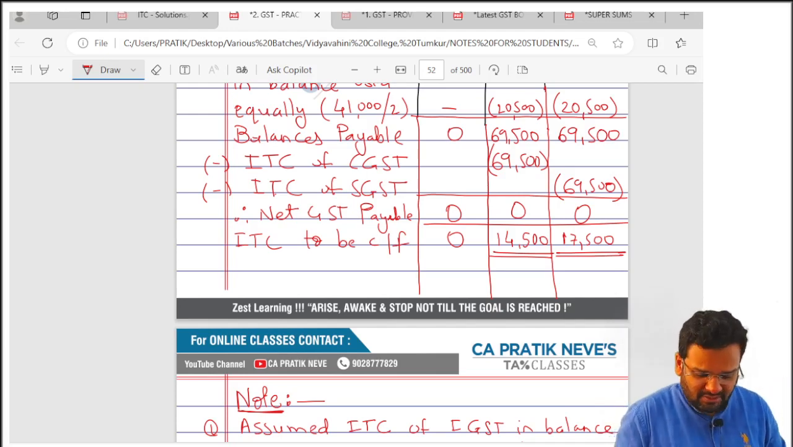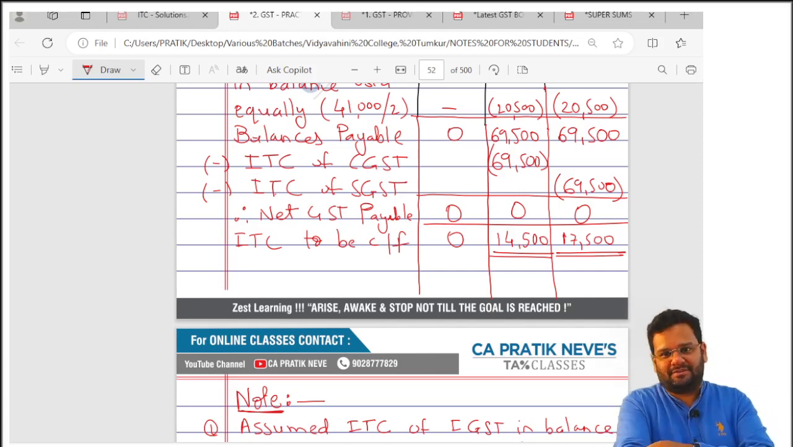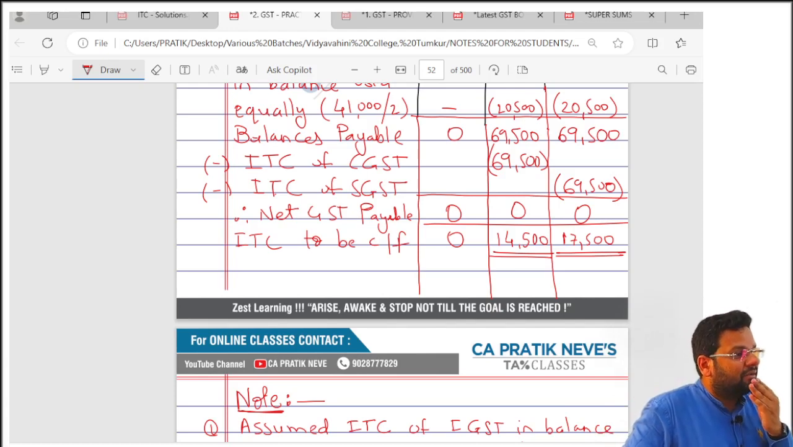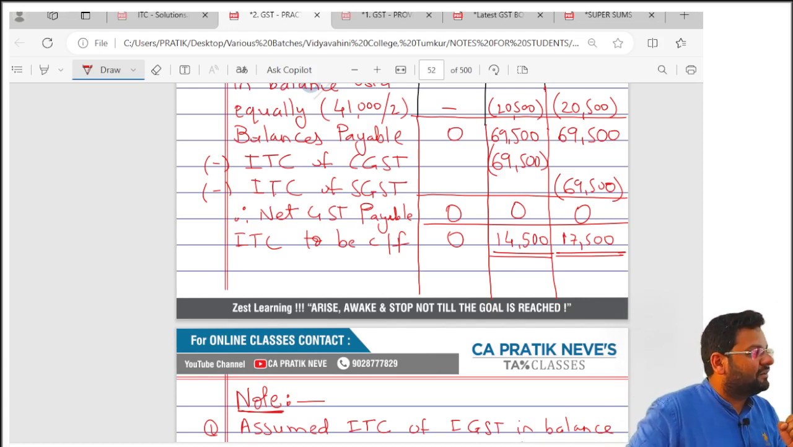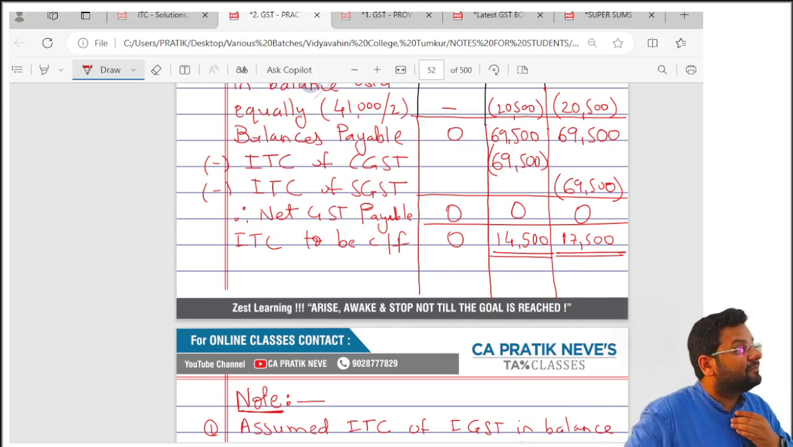What was the question asked? Yes, pay minimum in cash. Will you like this advice to be given by your CA, that spend 3,000 in cash when you have balance in ITC? No, no. Then why are you giving that advice?